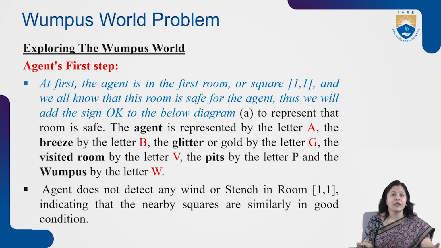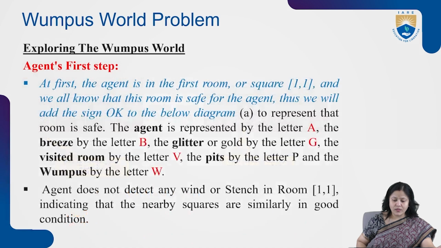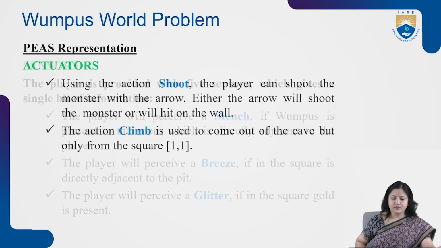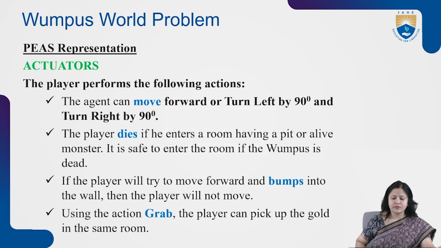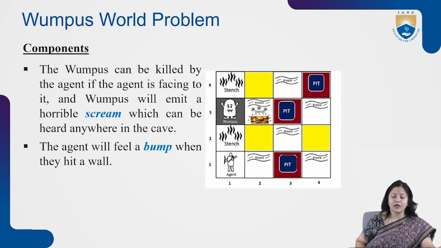Now we'll try to explore the problem. Let me discuss how to explore it. Directly I'll go to the diagram. I hope you can recognize where the pit was before and where the Wumpus was before. Let me show you the picture once again so that you can recognize. This is the picture I have shown.